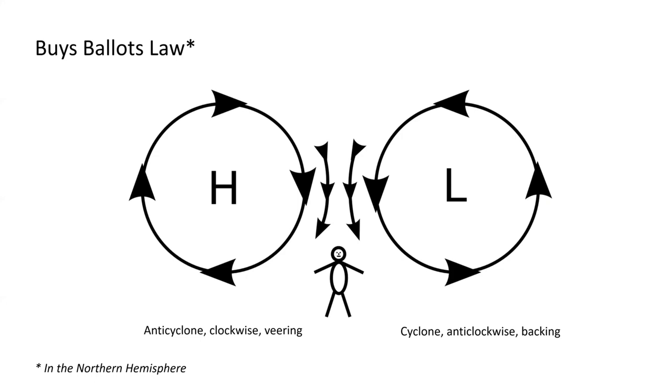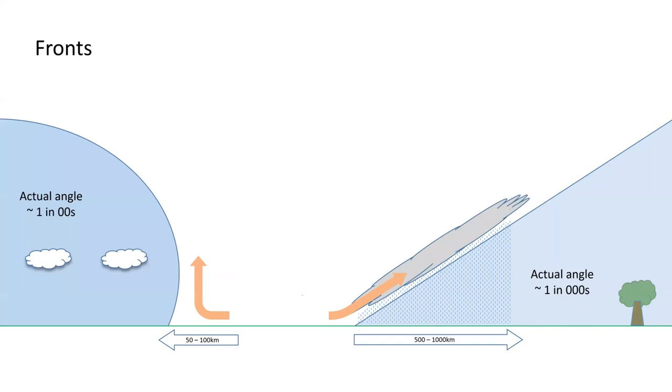But I thought this was a really useful place to put all of the different terms that kind of mean the same thing. So anticyclones are high pressures, they're clockwise, and also that direction of air on the surface is veering. Lows are cyclones, they're anti-clockwise, looked at from above, and they're backing. So this is kind of what a front looks like.